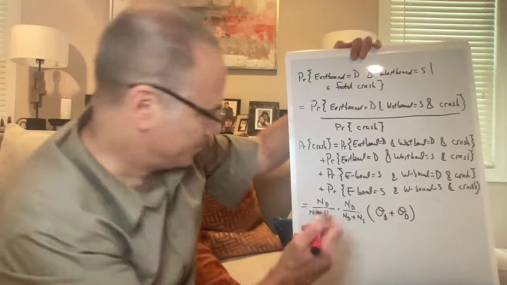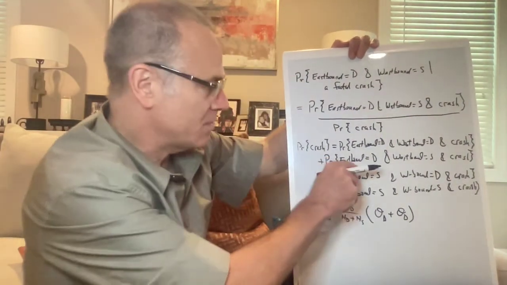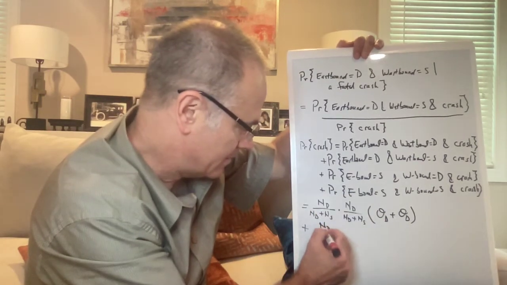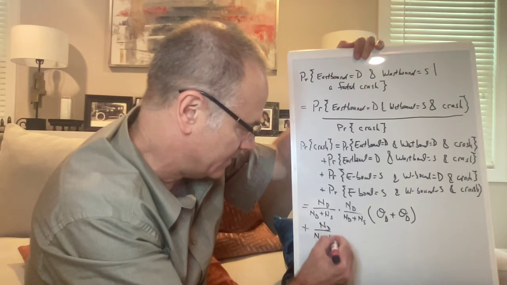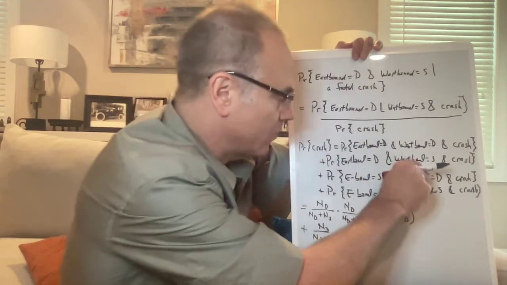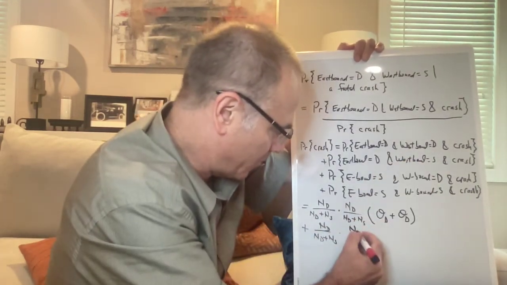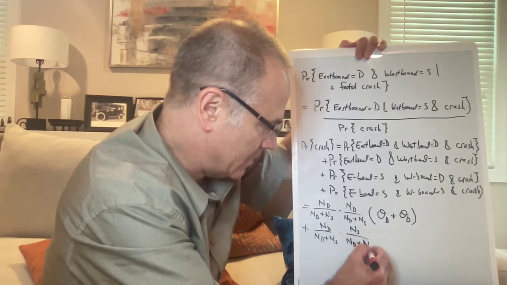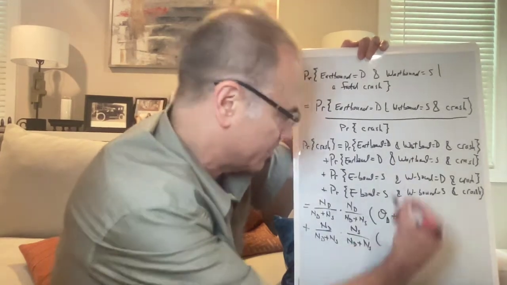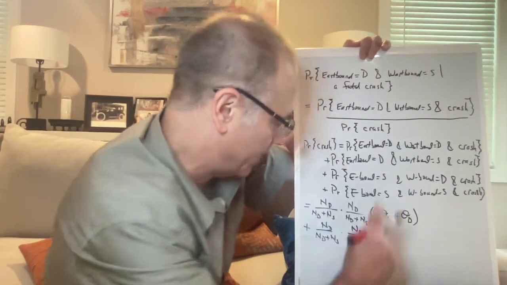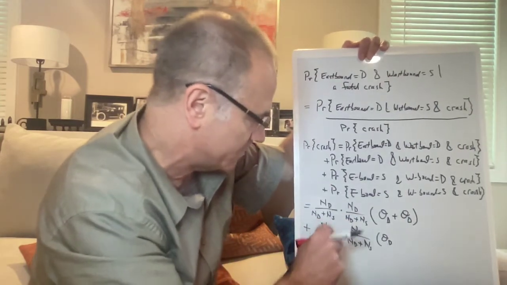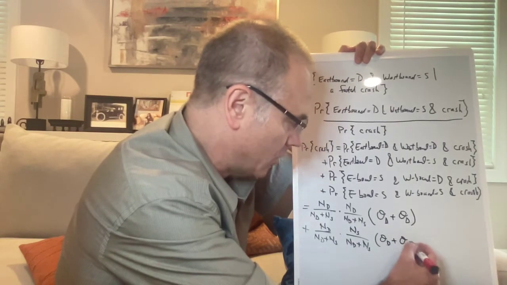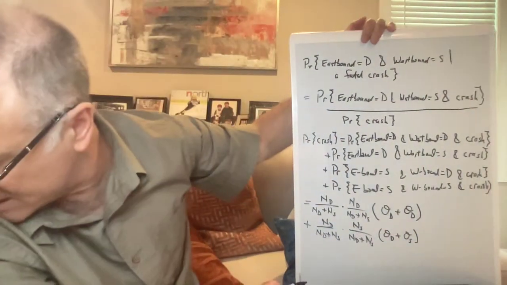Now we can do the same thing for this term, and that's just going to be ND divided by ND plus NS times, now the westbound driver is sober. So now the proportion of sober drivers is NS divided by ND plus NS. And the probability that there's a crash equals the probability the eastbound driver makes a mistake, he's drunk, theta D, plus probability the westbound driver makes a mistake, he's sober, so theta D plus theta S.